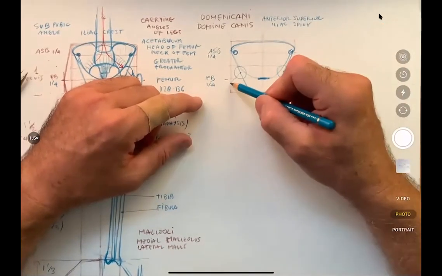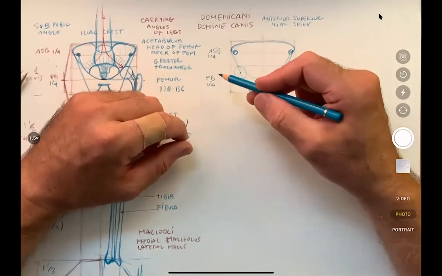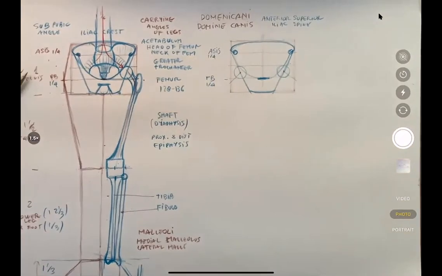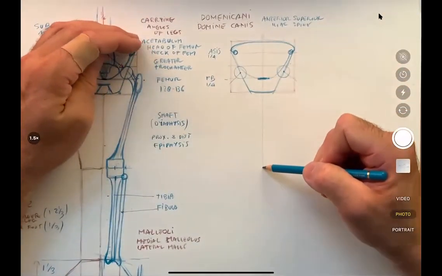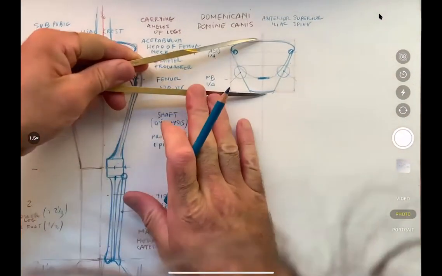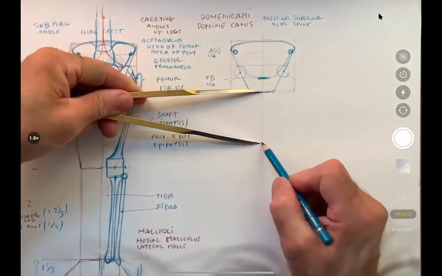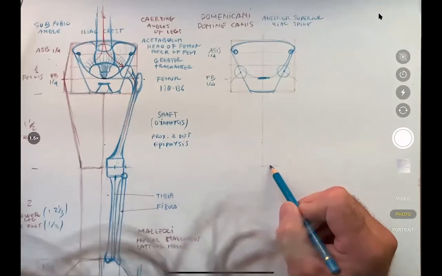You might see the greater trochanter on the side, but you do not see the greater trochanter from the front because it's covered by muscle, which we're going to see in a while, right? So now from here, I go down with the center line like this, right? And at the level of 1.5 heads down, I find the knee joint.